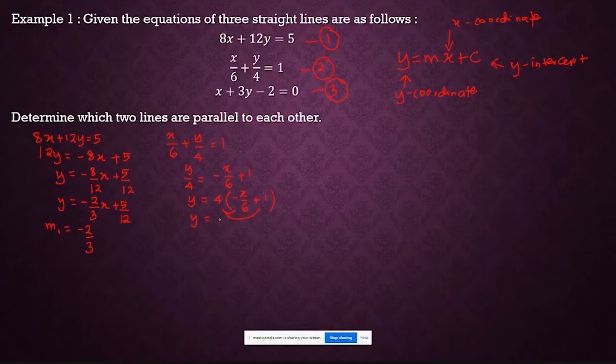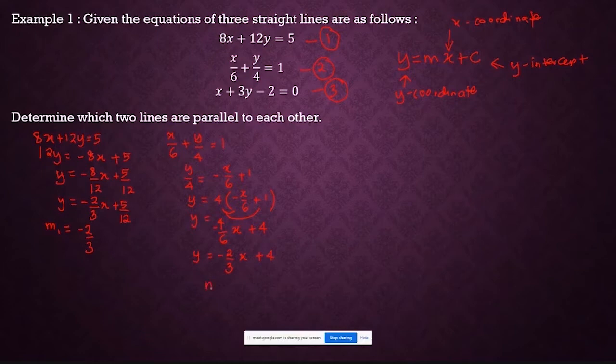Okay, so we have y equals negative 4 over 6 x plus 4. Multiply 4 times 1. Then you have y equal to, now again 4 and 6 we have a common factor. You can divide by 2. So 4 divided by 2 is 2, 6 divided by 2 is 3, plus 4. Okay, so from this equation, y equal to mx plus c.